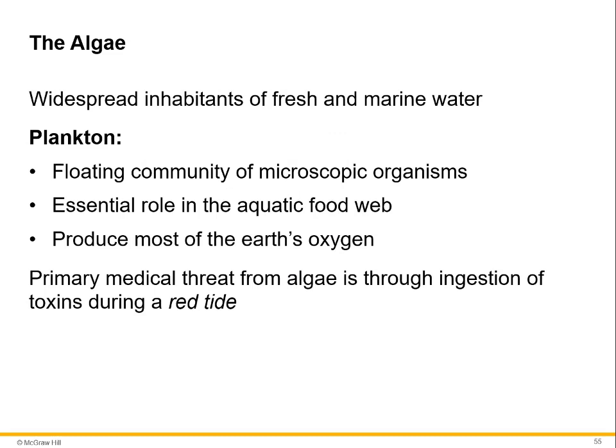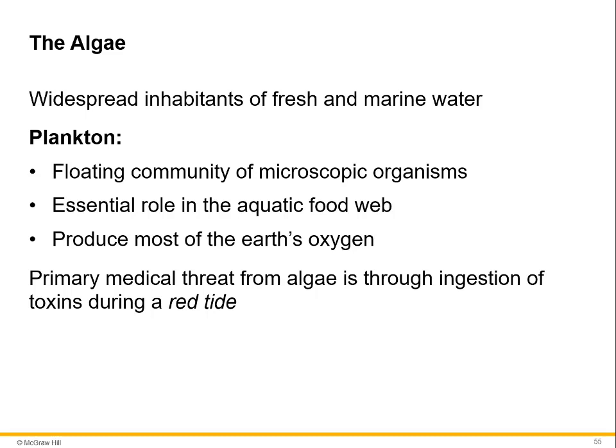Algae are in fresh and marine water. We call them phytoplankton because they're like plants. Phyto is kind of plant-like, or you can just call it plankton. And they float around. They have a really essential role in the aquatic food web. They're the producers. They produce most of the Earth's oxygen and the sugars because of the photosynthesis that they do.